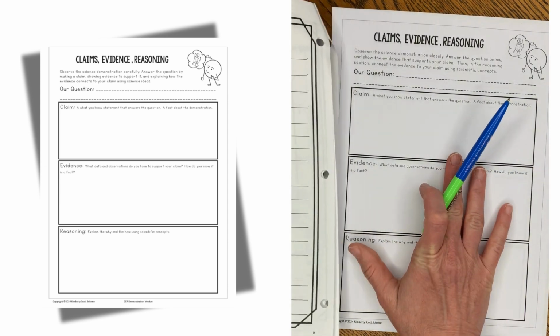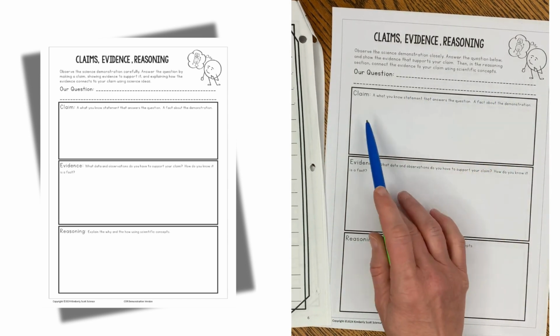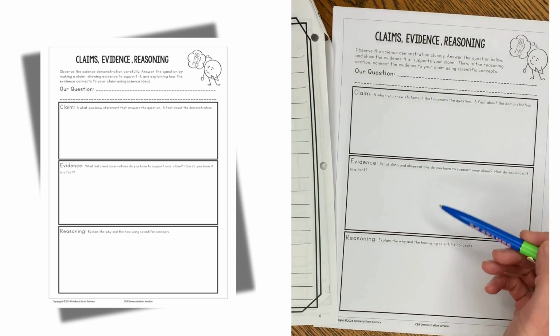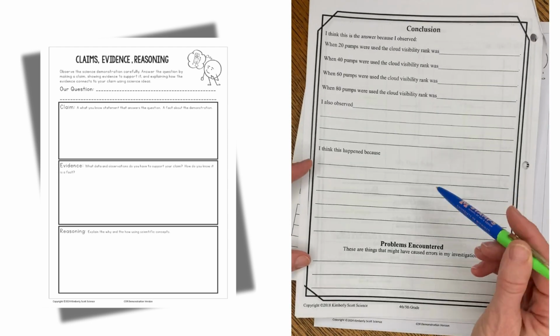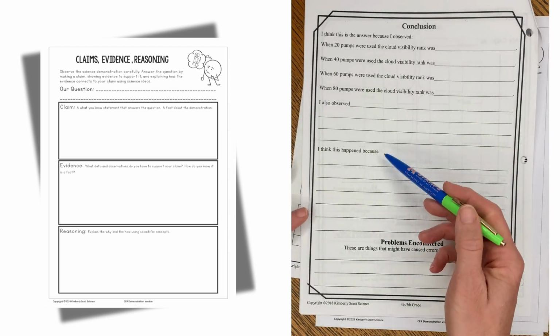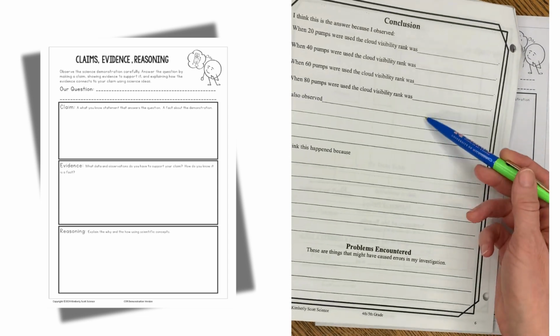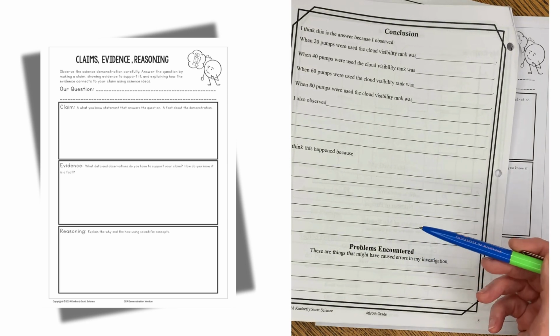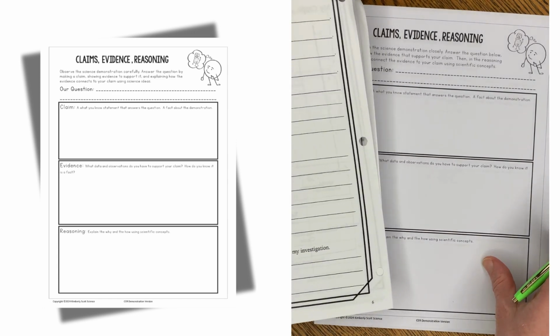So sometimes I will give it to the kids after an experiment, and we will look at the first question, and they will start making their claim, evidence, and reasoning, and it's a nice brainstorming page. And then when we go here and they say, I think this happened because, it helps them to learn how to take all of this information and put it into a paragraph. So it helps them learn those writing skills in science. So I wanted to show those ways.